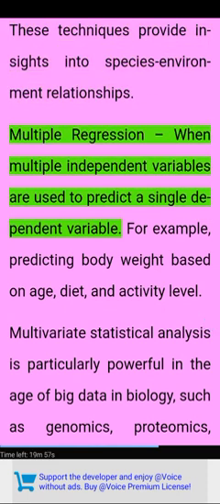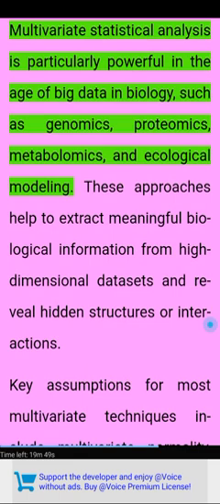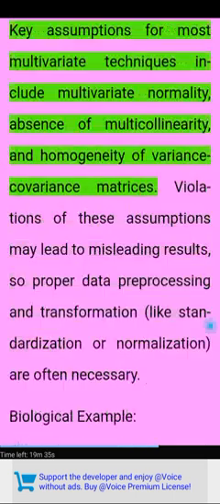Multiple regression, when multiple independent variables are used to predict a single dependent variable. For example, predicting body weight based on age, diet, and activity level. Multivariate statistical analysis is particularly powerful in the age of big data in biology, such as genomics, proteomics, metabolomics, and ecological modeling. These approaches help to extract meaningful biological information from high-dimensional datasets and reveal hidden structures or interactions.